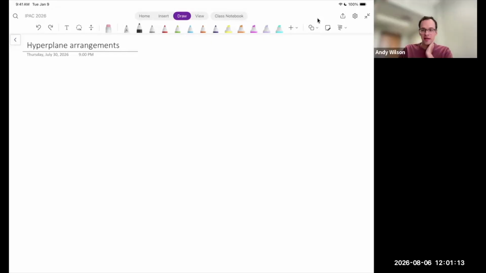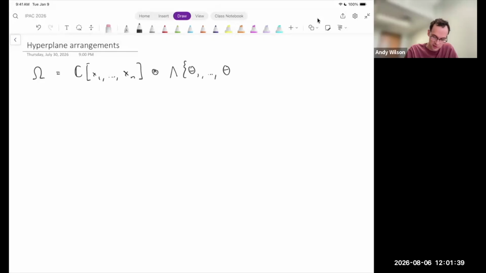Thanks again, Jim and Anna, for setting this up and for people for attending. So I figured I'd start with just a short recap of what we spoke about last time. We're working in this superspace algebra, which is a polynomial ring in n variables tensored with an exterior algebra of rank n, these theta variables. Sometimes we'll call this S and E.